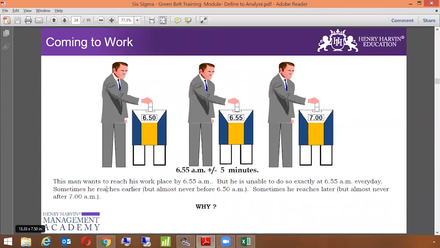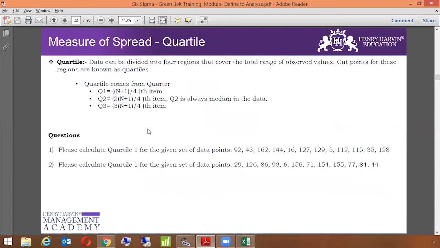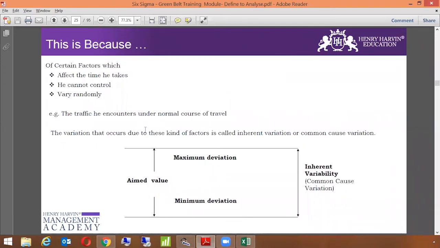So he's reaching office between 6:50 to 7. Okay, but his office time is 6:55. So he's sometimes 5 minutes late, 5 minutes early, but he never reaches beyond 7, and he never reaches before 6:50. Okay, this is because of certain factors which affect the time he takes. He cannot control them. It is very random. He cannot reach the office accurately at 6:55 every day.